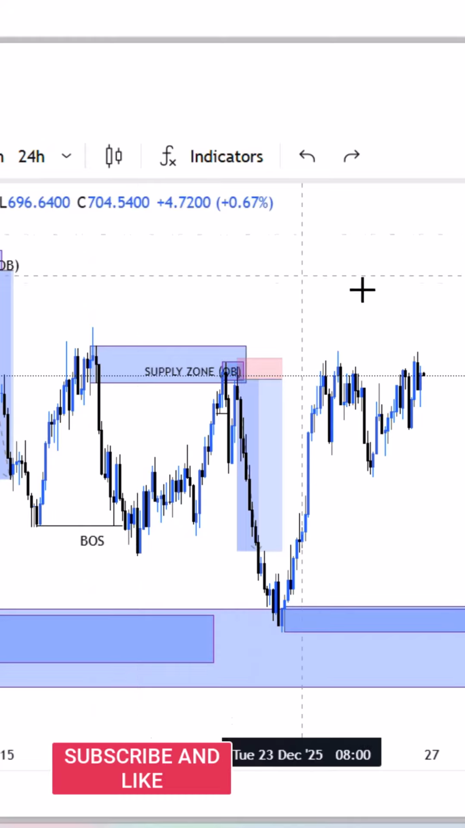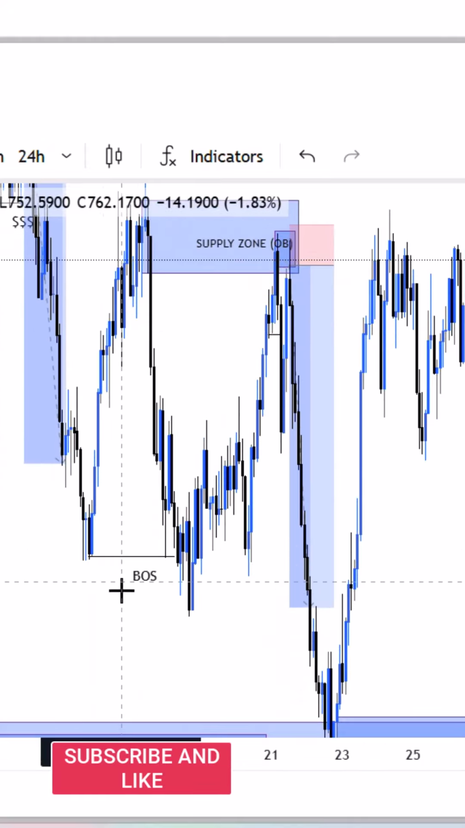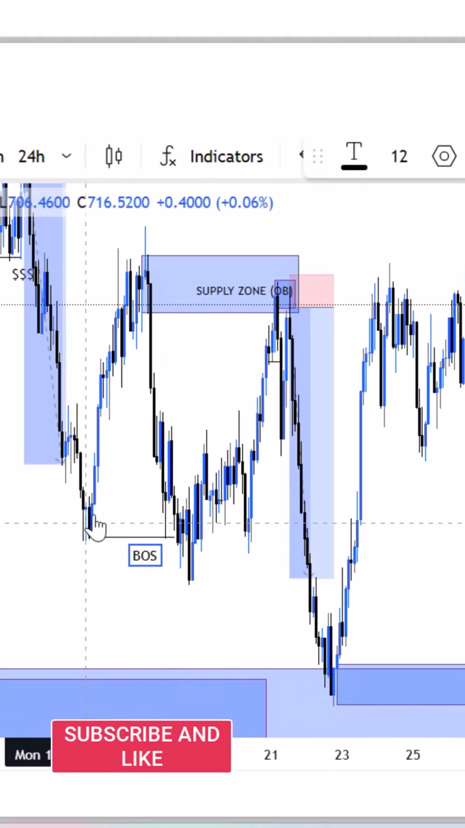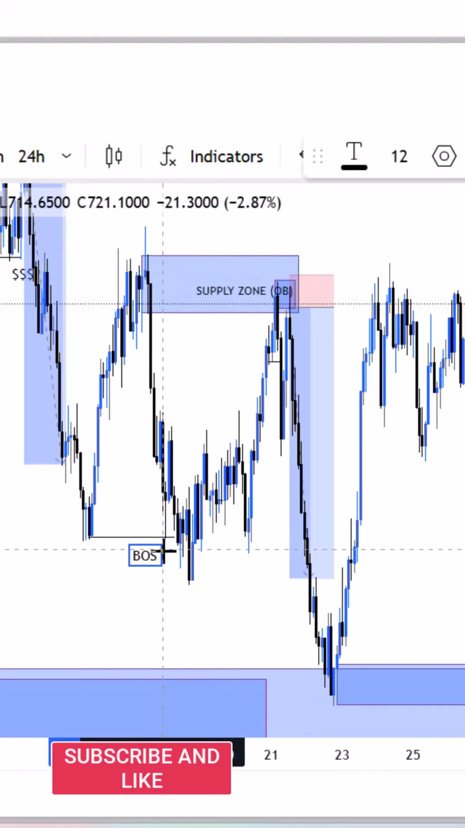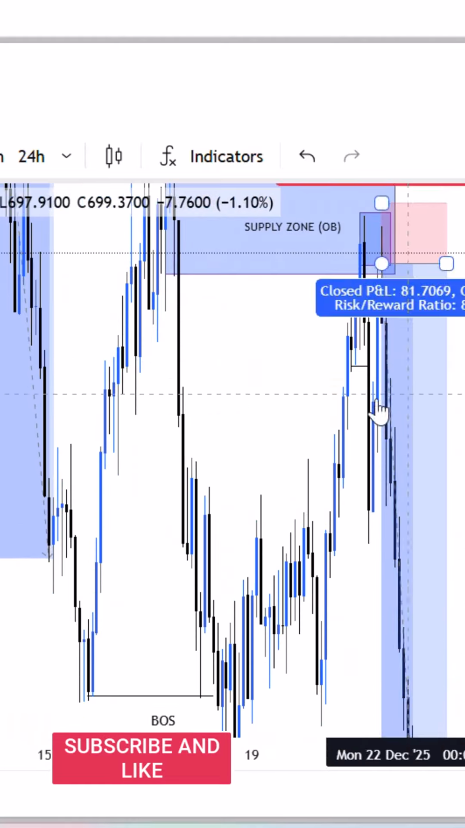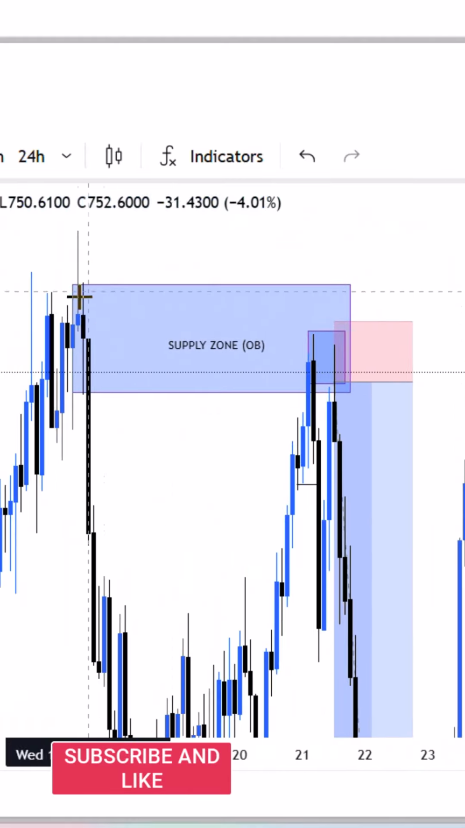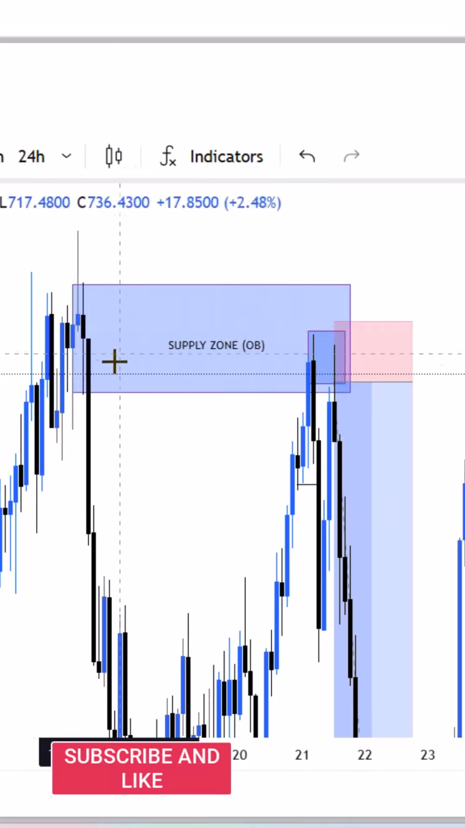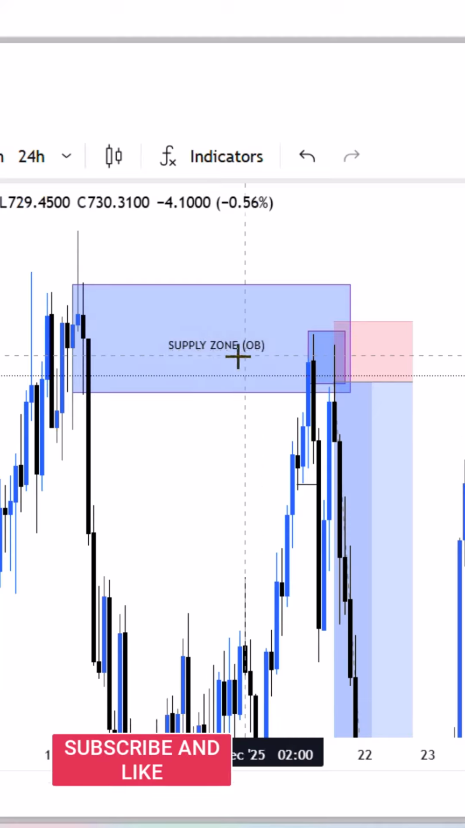This is a 2 hour time frame. We saw a break of structure to the downside. After this break of structure, this was the zone that caused the break of structure. This zone right here caused it. That's a supply zone, or OB, order block. This order block caused the break of structure.